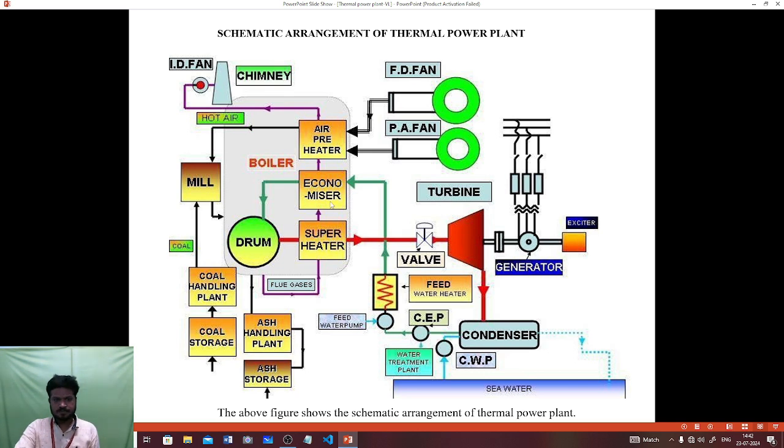And then by means of the air preheater, it is sent to the turbine. There is an FD fan and an ID fan, which are used to eject the heat from the boiler, which is sent to the chimney and then to the atmosphere. And there is ash handling below the boiler, which is used for the ash handling plant, and it is stored in an ash storage.